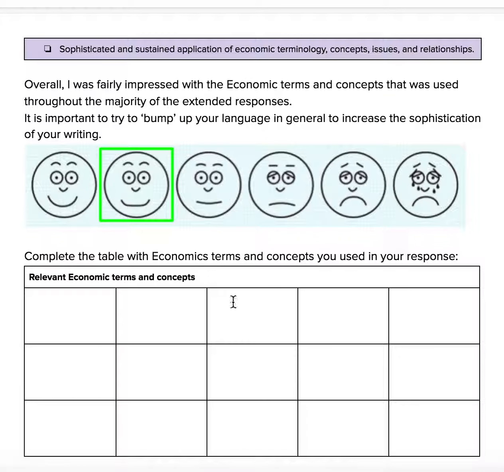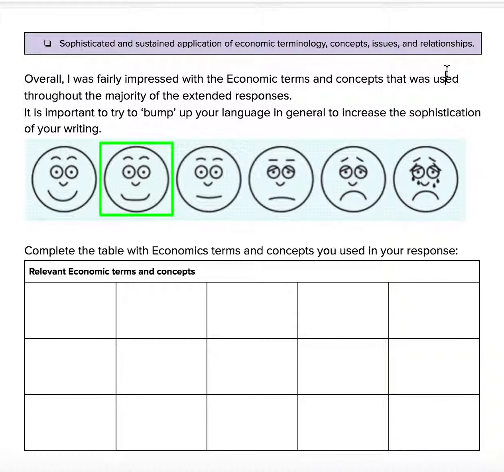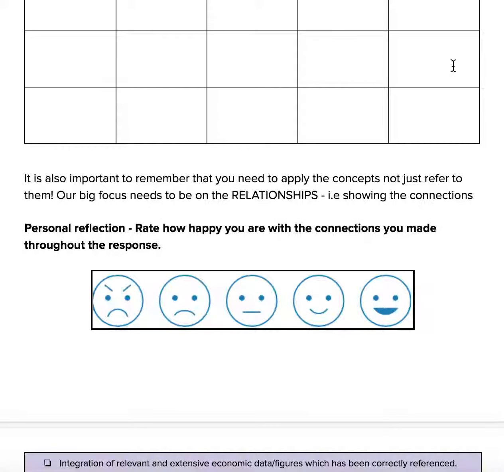Okay, your table should now be full. What you've got to look at, though, is that this criteria point, and it actually comes from an outcome, looks at the idea of relationships. And this is where we really need to focus, okay?